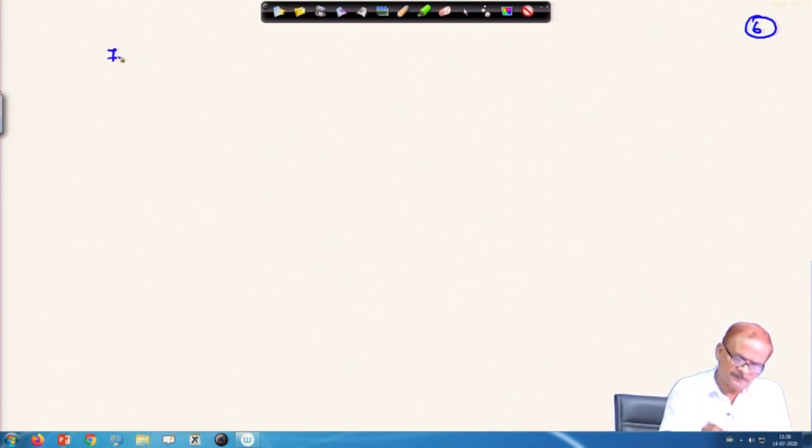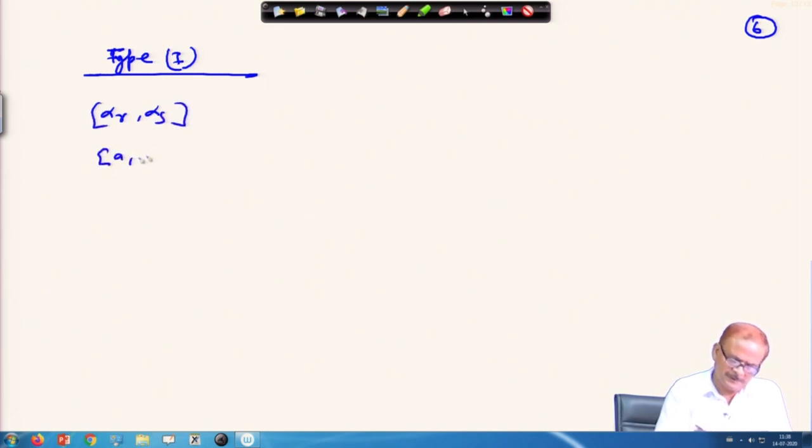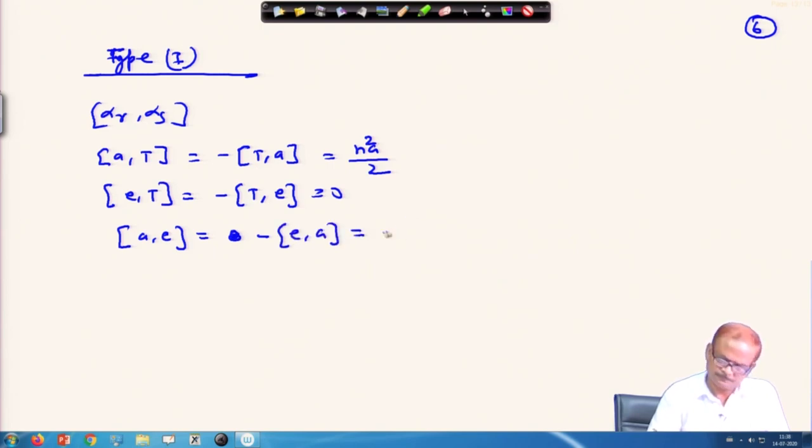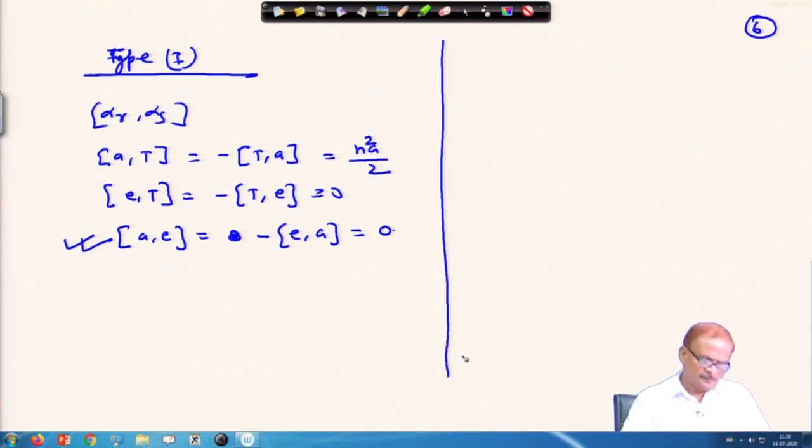Okay, from type 1, we have alpha r, alpha s type. So, here in this case we will have [a, T] equal to minus [T, a]. Already this part we have evaluated. So, this way type 1 is listed here. You can see that only 3 are here. We need to evaluate only 3, the rest 3 are just with opposite sign.